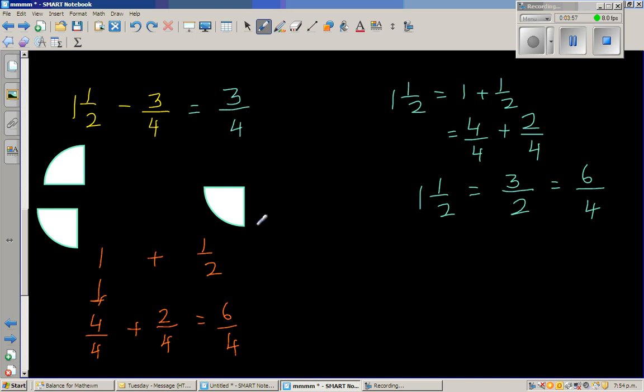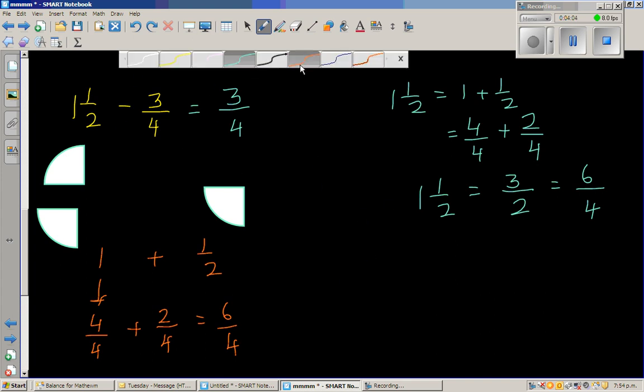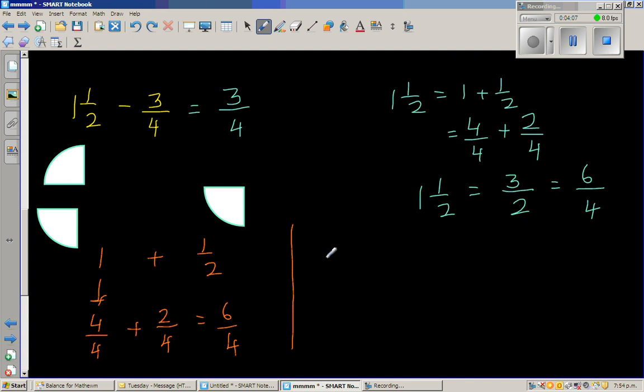So I've explained this without the maths. Now let us do the maths. Let me use a different color. If the question is 1 and 1/2 minus 3 quarters, if you want to do the maths, I explained 1 and 1/2 is 3/2, and 3/2 is 6 quarters. So this is 6 quarters, take away 3 quarters. From 6 quarters, if you take away 3 quarters, how many quarters are remaining? It's remaining 3 quarters, and that's how you get the answer.